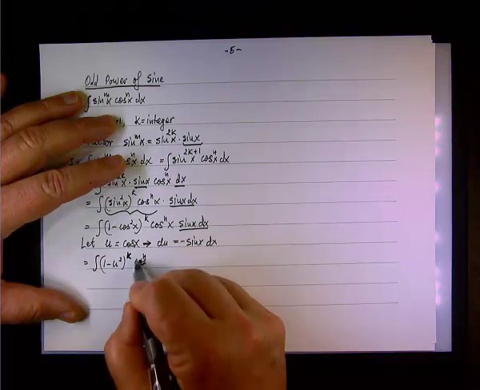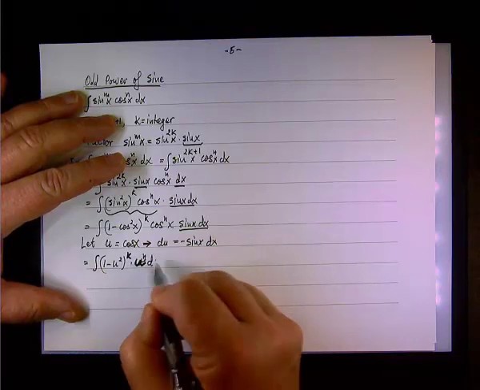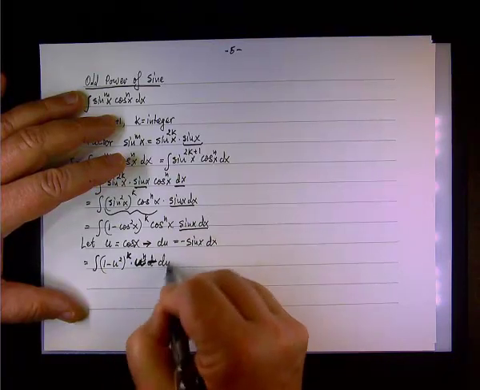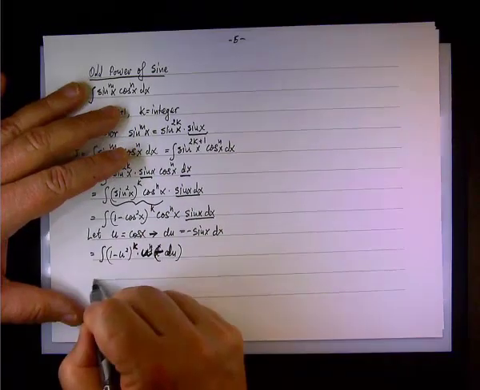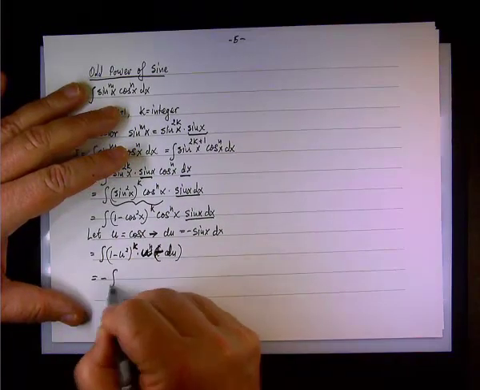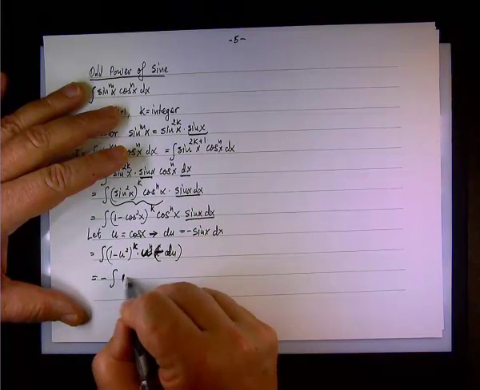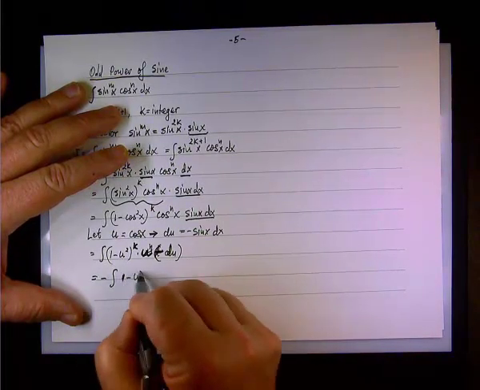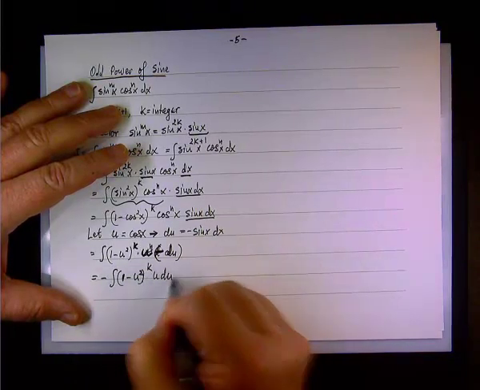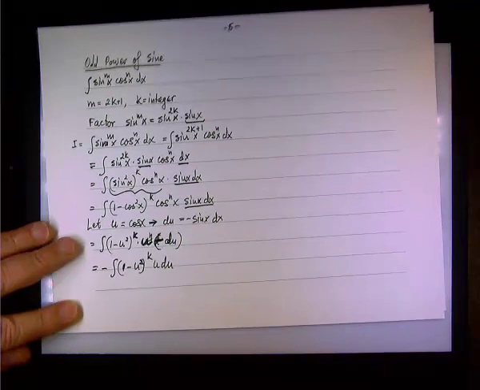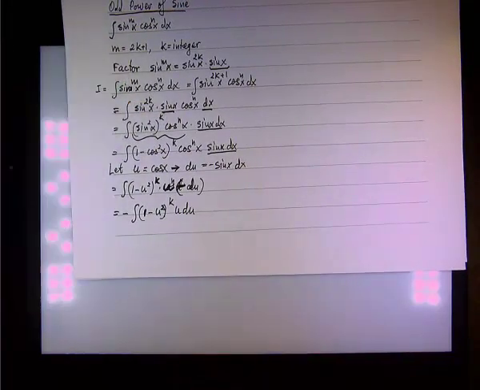And then cosine, I'm sorry, this is u to the power of n. I was stuck for a second. Times negative du, sorry. Or I'm going to end up writing negative 1 minus u squared to the k power u to the n du.